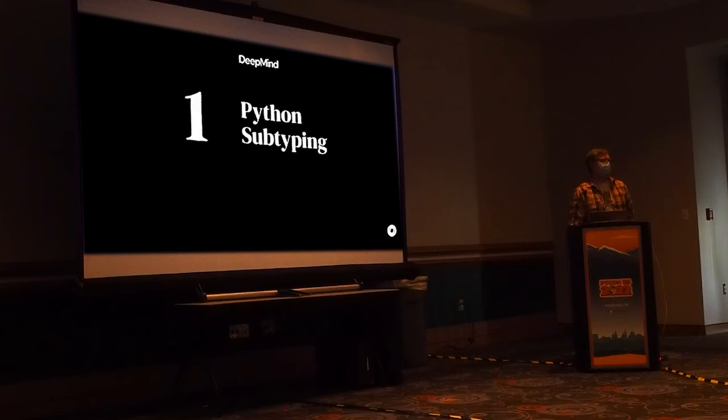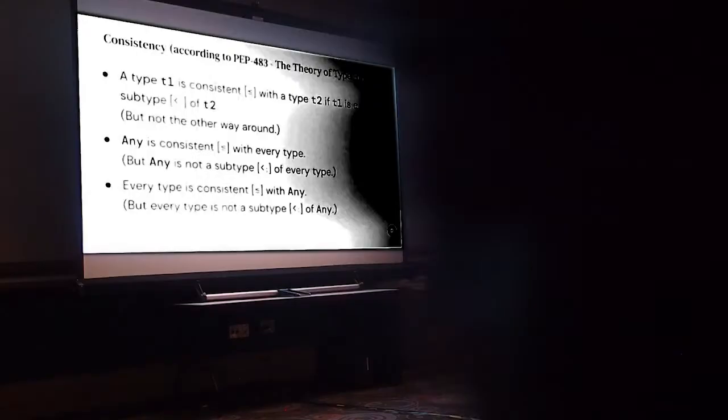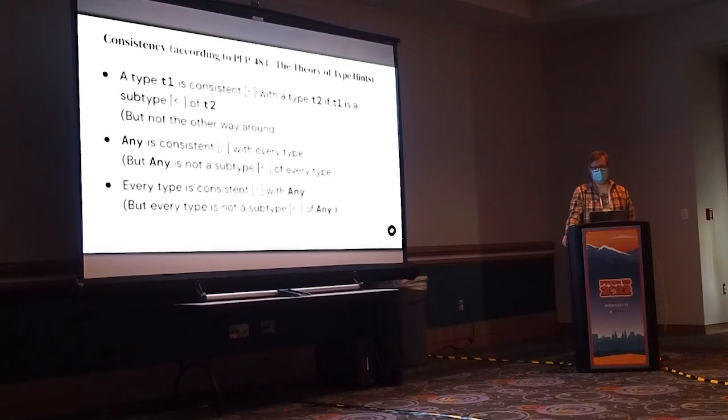I'll start with subtyping. So subtyping is really important. Why is subtyping important? There's PEP 483, which gives some of the theory behind type hints, the original type hint PEP, and defines a relation called "is consistent with". This is basically what some other languages might call assignability. It tells us when we have an expression with a static type T1, and we pass or assign that to a variable with an annotation of static type T2. That includes passing arguments to parameters, and it includes returning values from functions with a return type annotation.